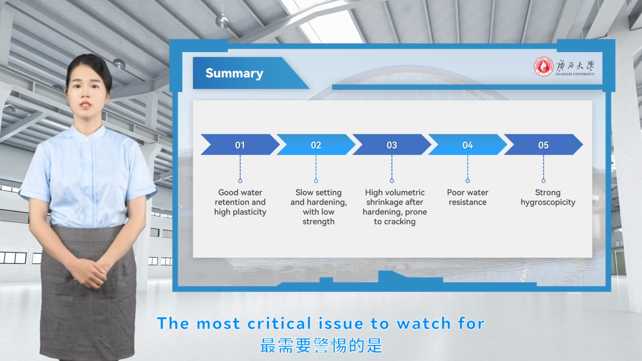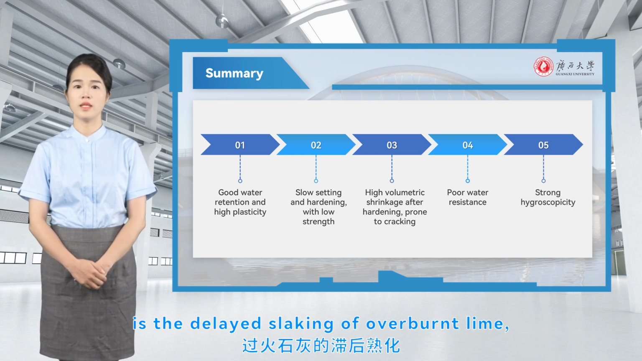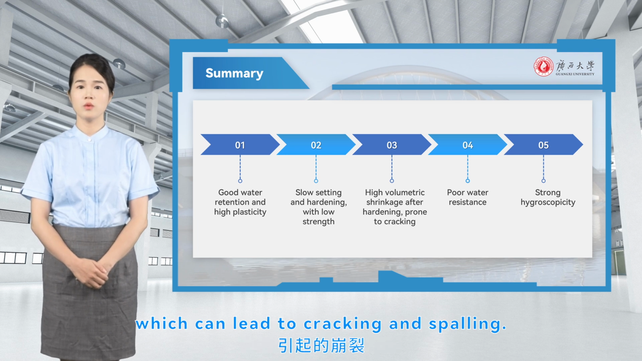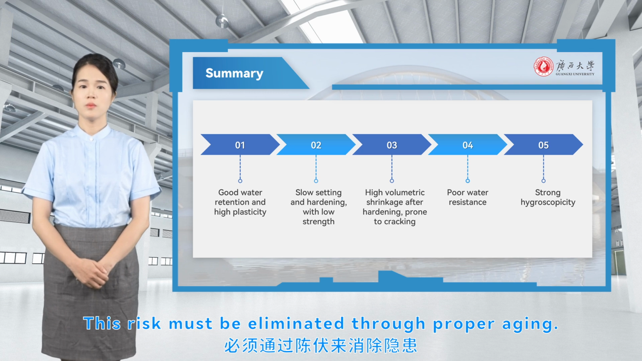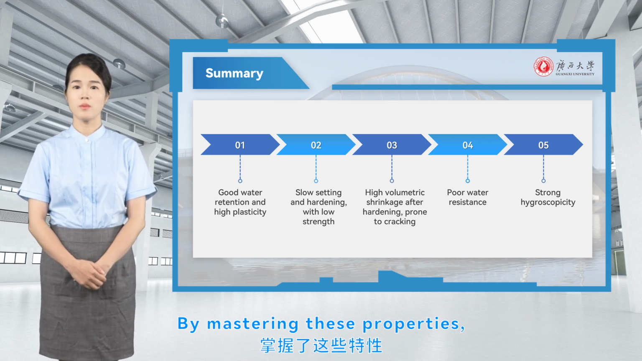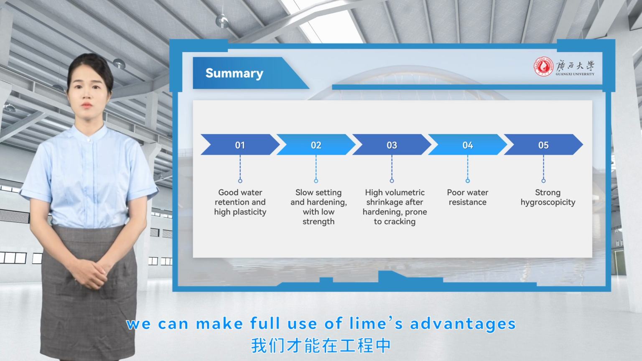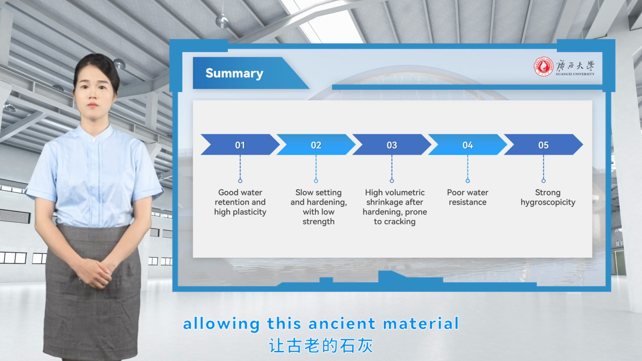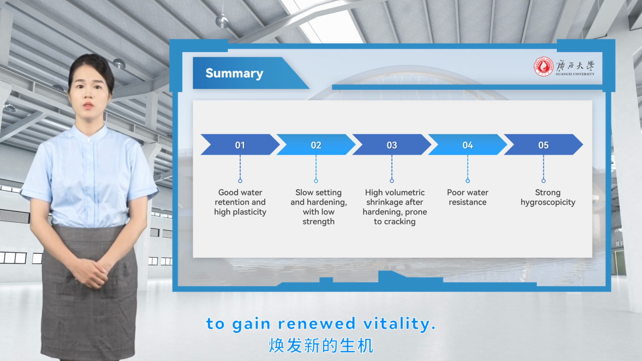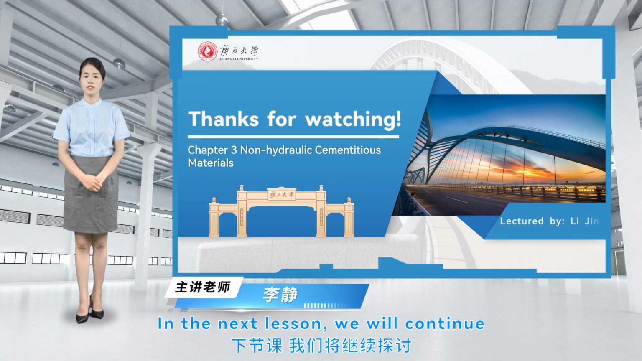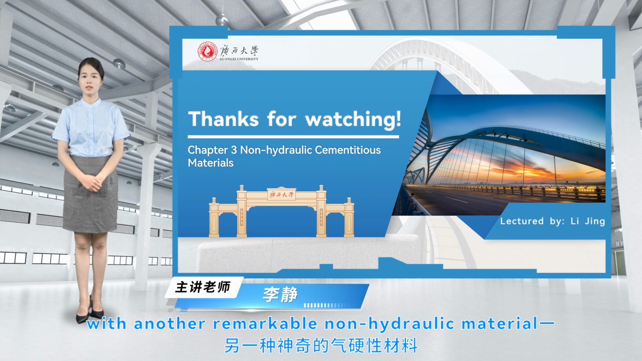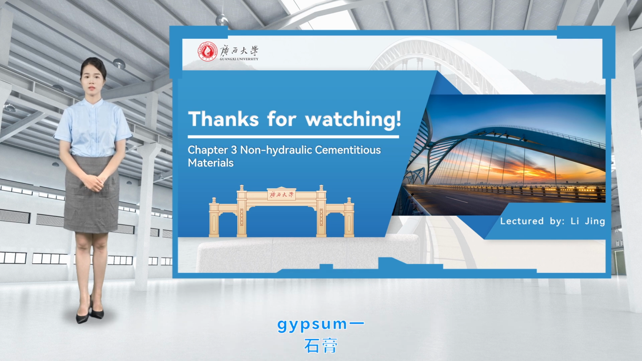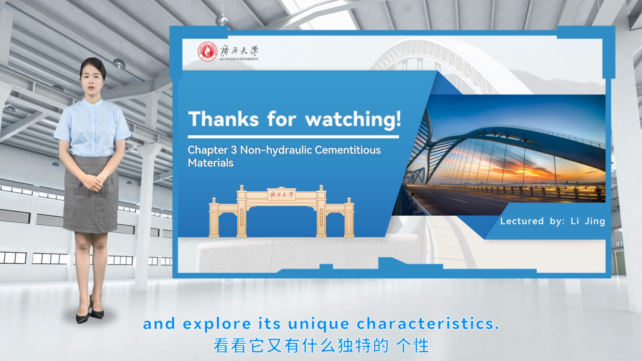The most critical issue to watch for is the delayed slaking of overburnt lime, which can lead to cracking and spalling. This risk must be eliminated through proper aging. By mastering these properties, we can make full use of lime's advantages while mitigating its drawbacks in engineering practice, allowing this ancient material to gain renewed vitality. In the next lesson, we will continue with another remarkable non-hydraulic material, gypsum, and explore its unique characteristics.